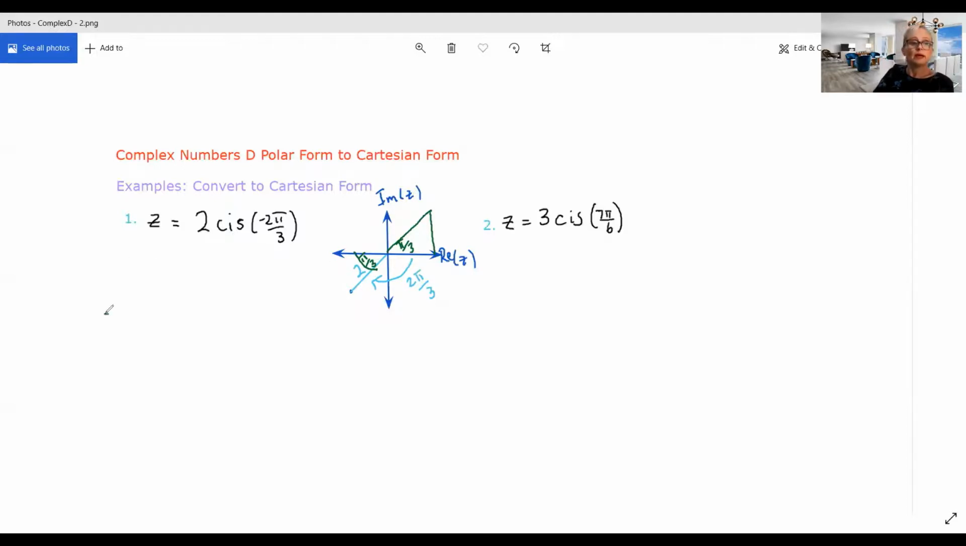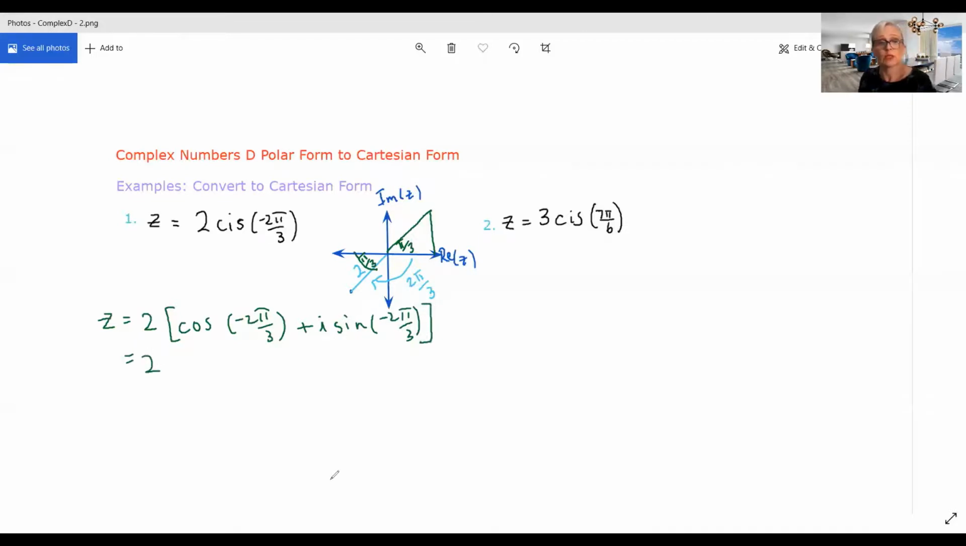All right, so let's do our expanding. So 2 cis negative 2 pi on 3 is 2 times cos of negative 2 pi on 3 plus i times sine of negative 2 pi on 3. And here is where being up to date with your trigonometry is very handy. Cos of negative 2 pi on 3, remember the old horizontal reference business, it will be the same as cos of pi on 3, but it will be negative. So this will be negative a half.